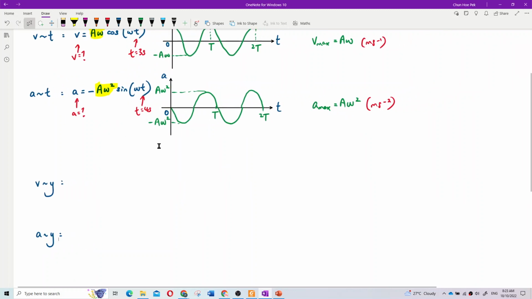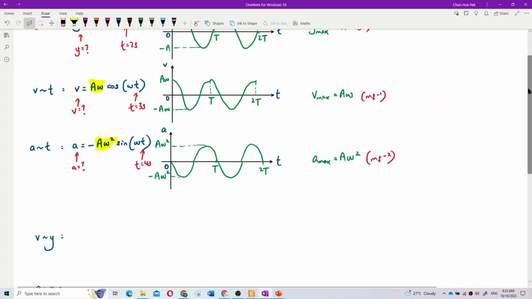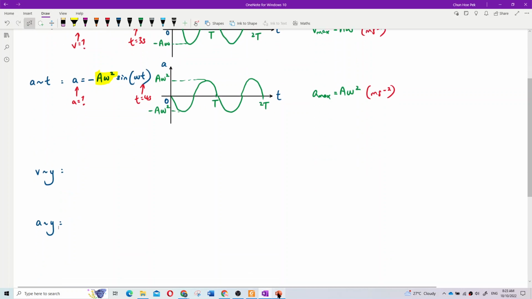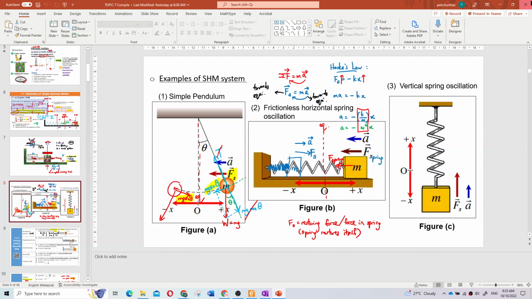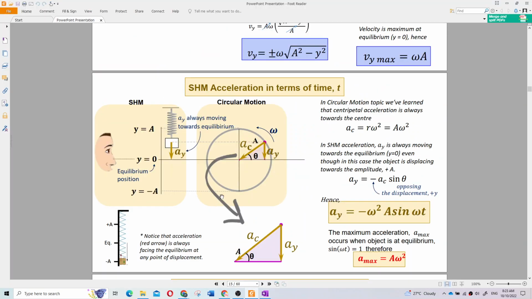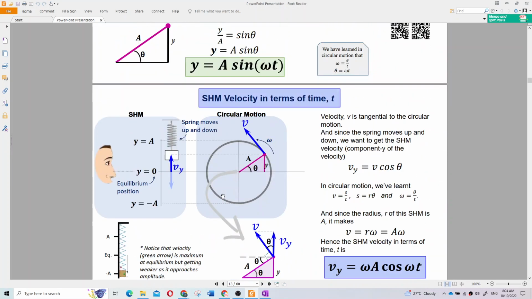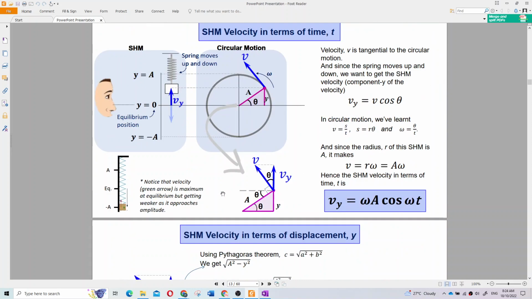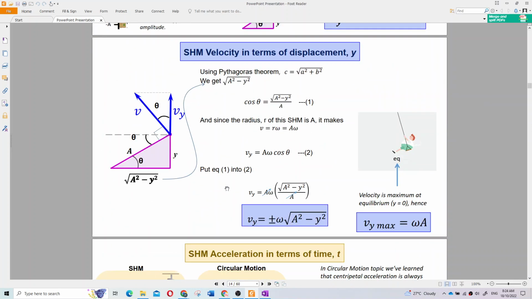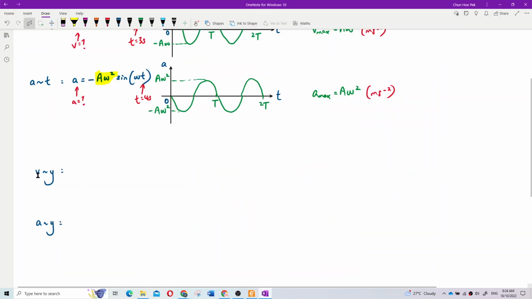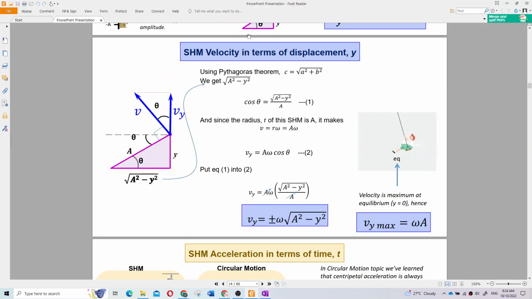So let's look at the notes. Okay. Everybody okay? Are you okay? Yeah. Okay, first of all, we look at the velocity displacement. How to get the equation?